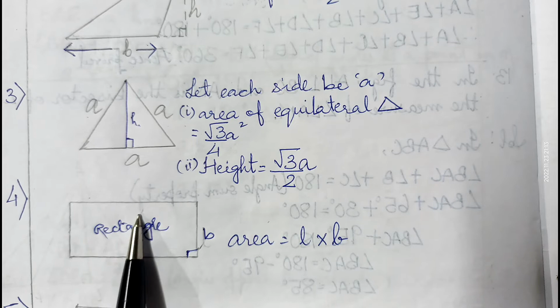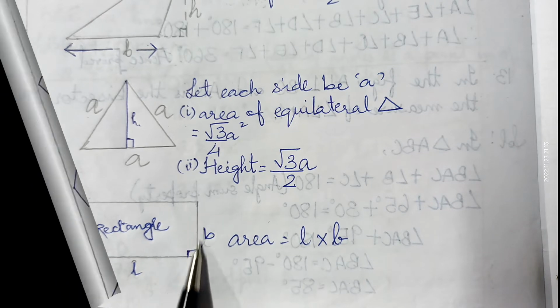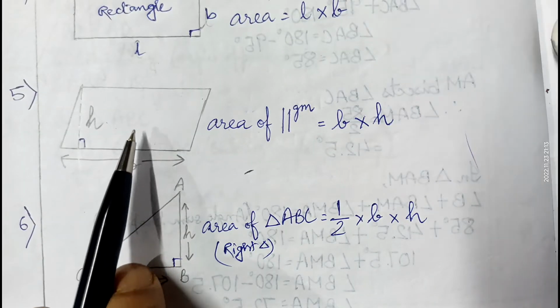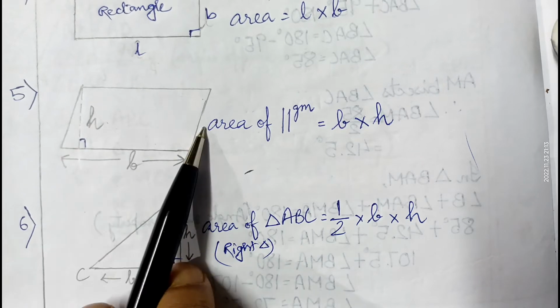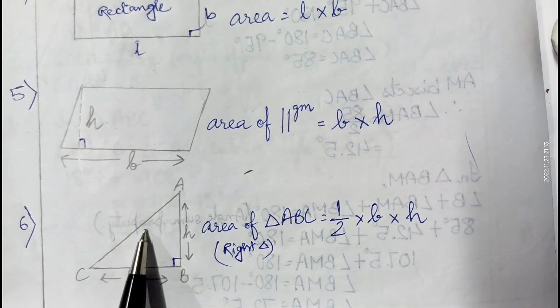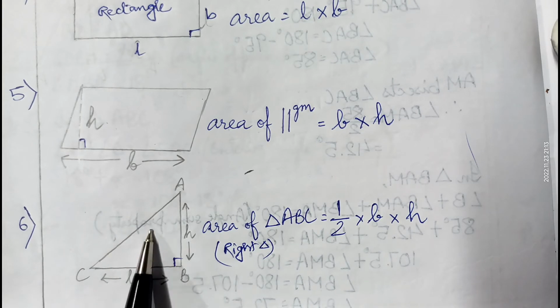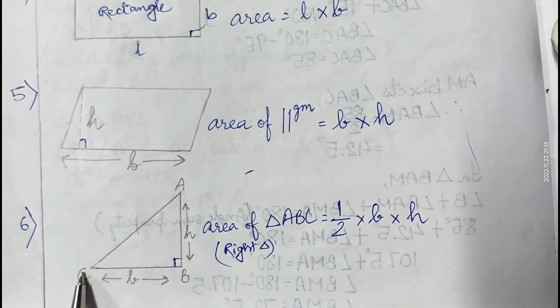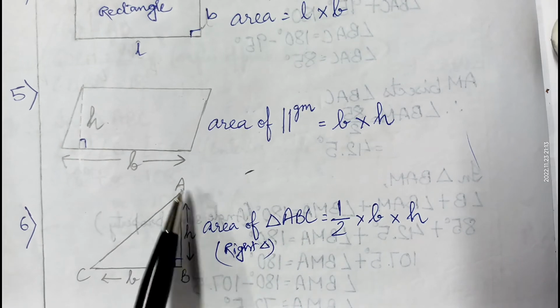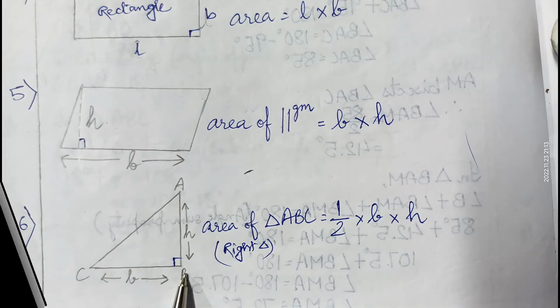We know a plane figure where opposite sides are equal and each angle is 90 degree, those figures are called rectangle. Area will be length into breadth. In case of a parallelogram where opposite sides are parallel, area will be base into height. In case of a right angle triangle, we can consider this one to be the base and this one will be height, because this angle is 90 degree. Then area of this triangle will be half into this base, that is BC, into AB, which is height. So area of right angle triangle is half into base into height.